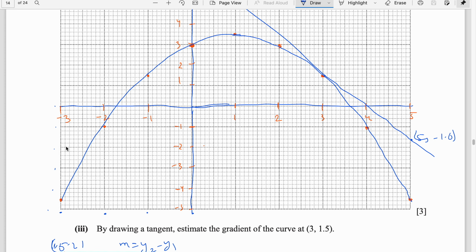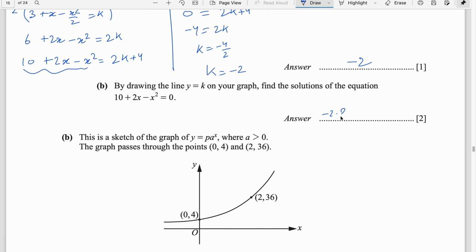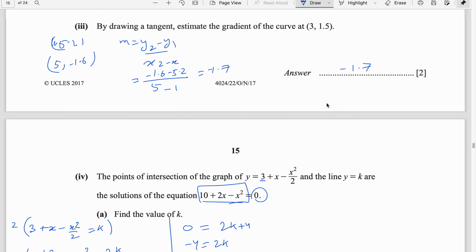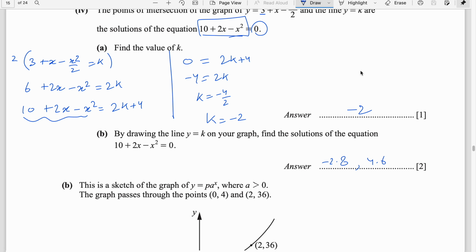Just use your scale and pencil to draw the line of y is equal to minus 2. It intersects at 4.6 and minus 2.8 in my case. Minus 2.8 and 4.6. Be careful, wherever it intersects on your graph, just copy those values.